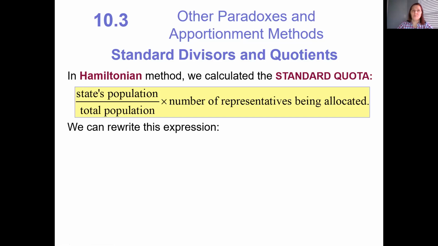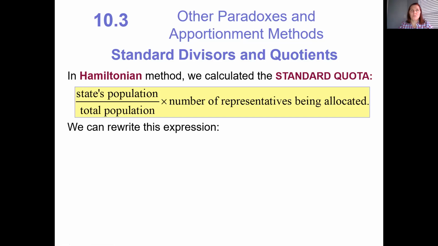Hello, today we finish chapter 10 devoted to apportionment, and we consider paradoxes and other apportionment methods. We start with introducing standard divisor and standard quotient. We have already talked about quotas in the Hamilton method.